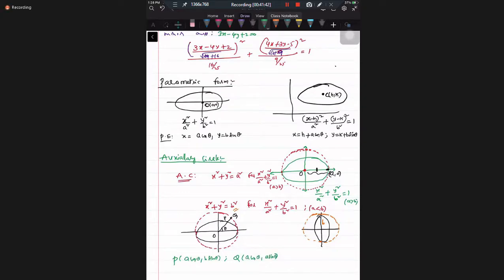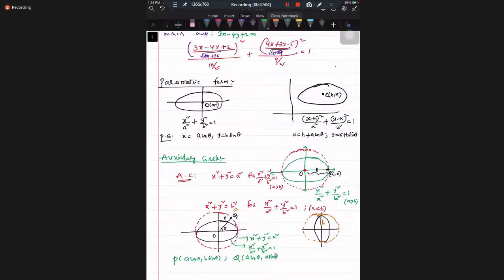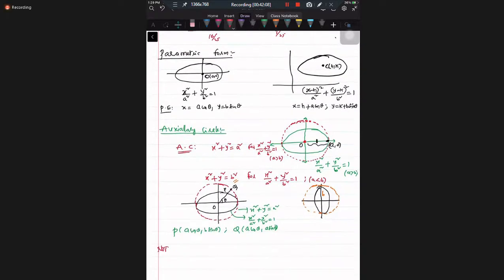Q is on the circle. What is this circle equation? x square plus y square equal to a square, and for the ellipse it will be x square by a square plus y square by b square. Understand, students? This is the ellipse and its auxiliary circle. It is like a standard result. So you have taken an ellipse, and I will tell you how to do it.